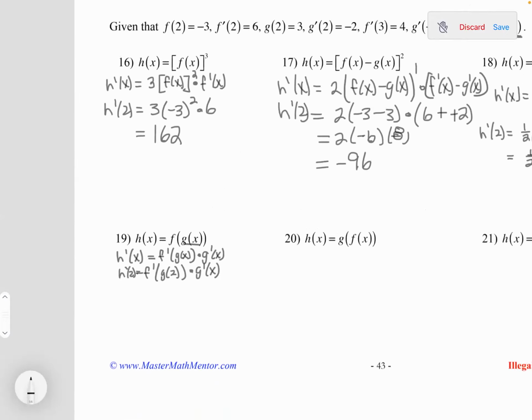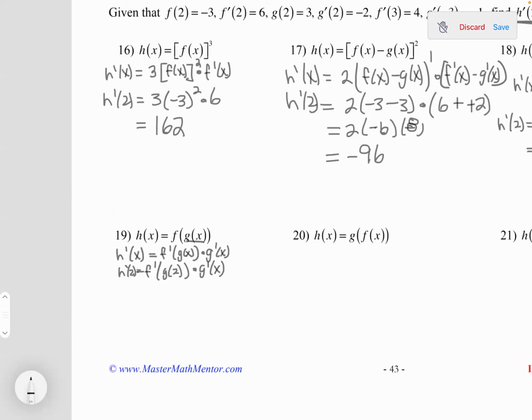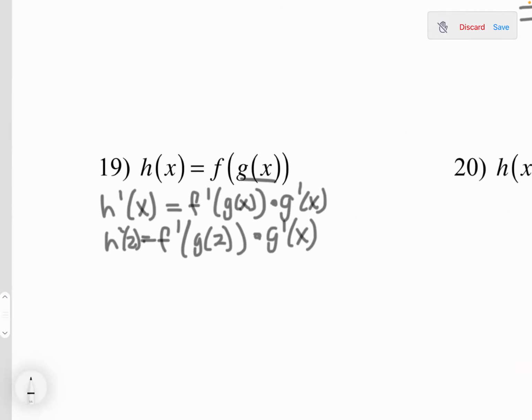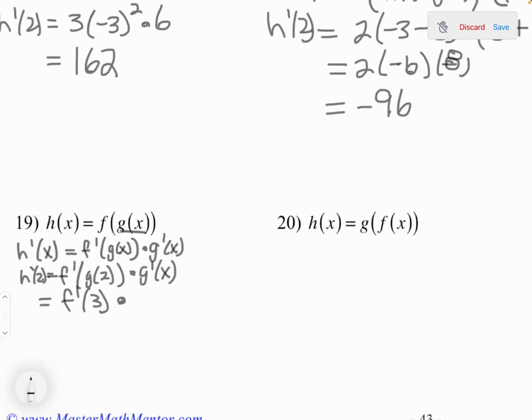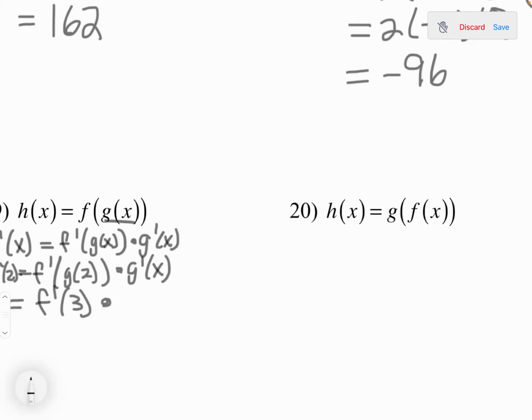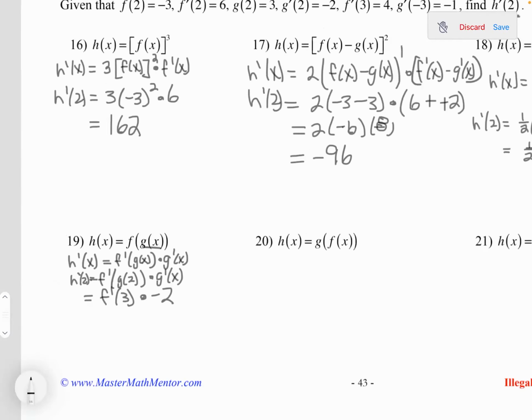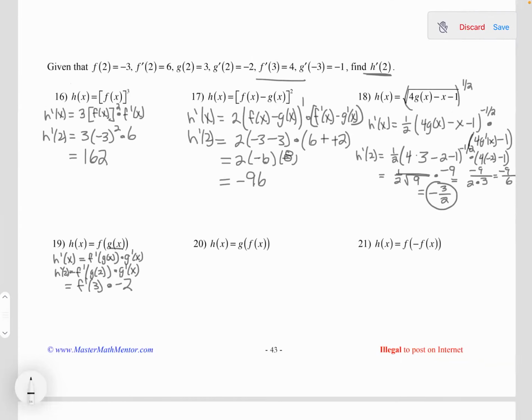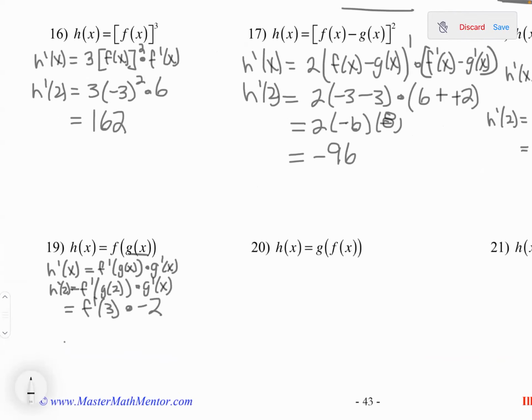We would do the g of 2 first. g of 2 is 3. So we end up with f prime of 3 times g prime of 2. g prime of 2 is negative 2. And now we can look up f prime of 3 from up here. f prime of 3 is 4. So we get 4 times negative 2, which is negative 8.